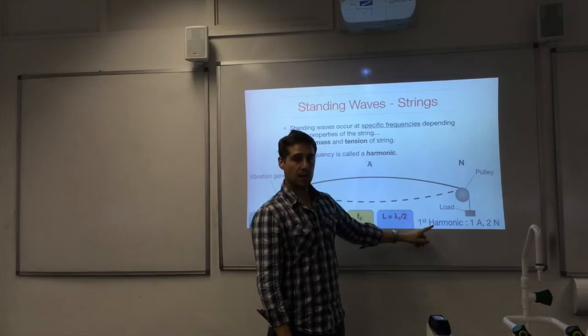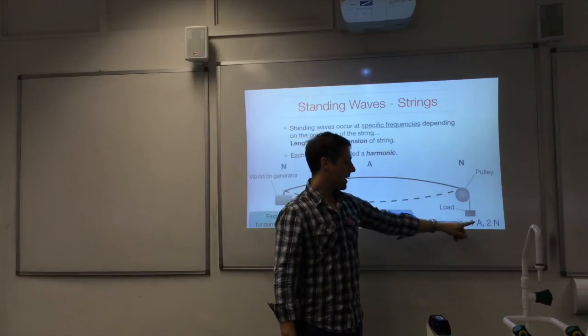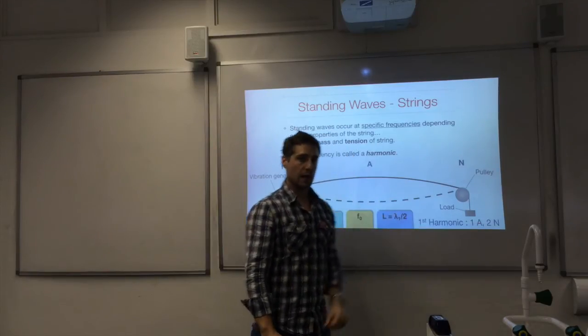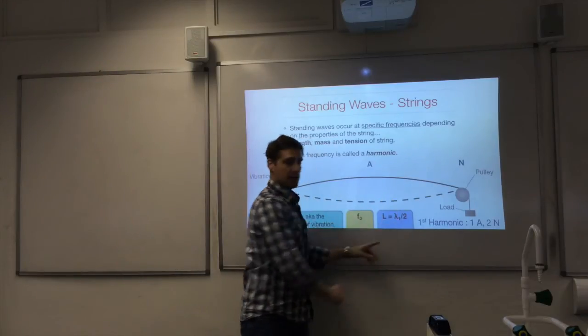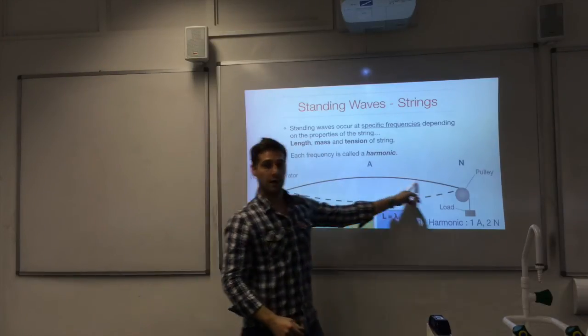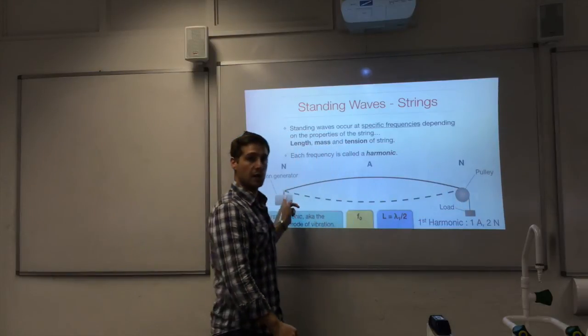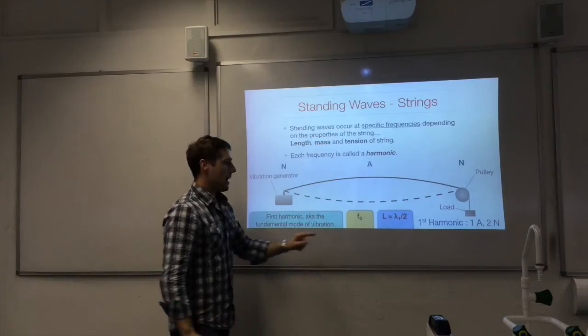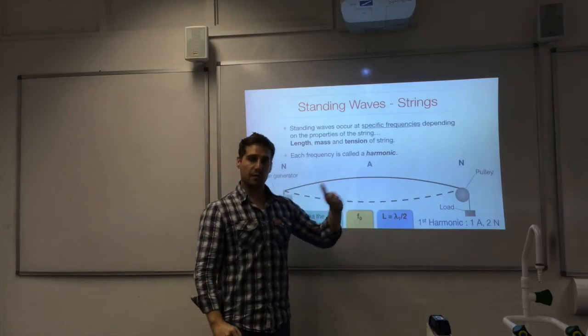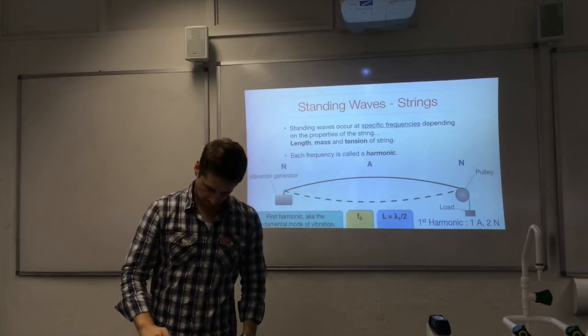So when the first harmonic occurs, we have one antinode and two nodes. And the length of the string here, L, is equal to half of this wavelength. So this is a node to node, so there's only half of the wavelength there. I've called it lambda 1 because this is the first wavelength.